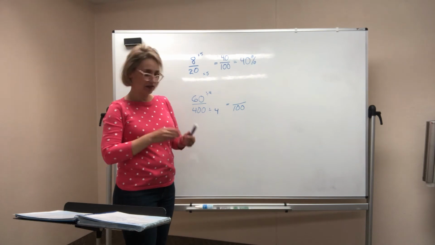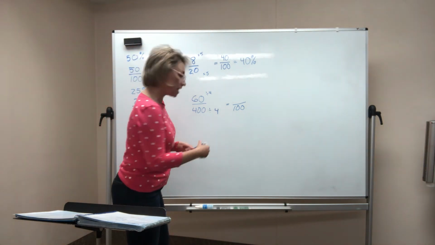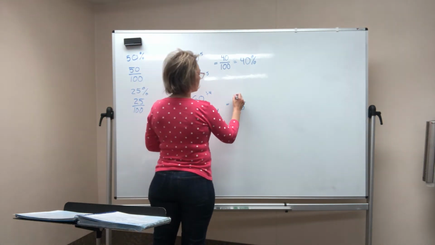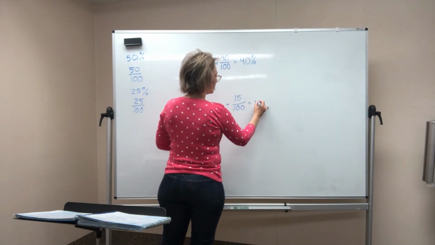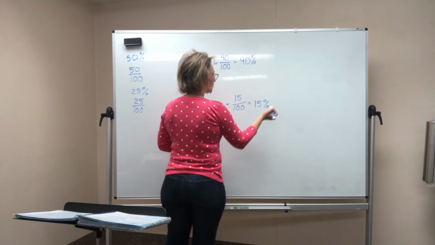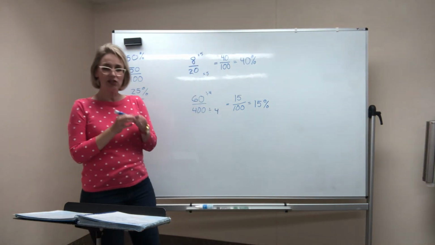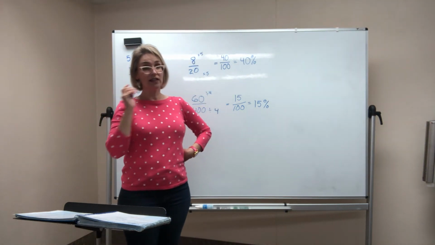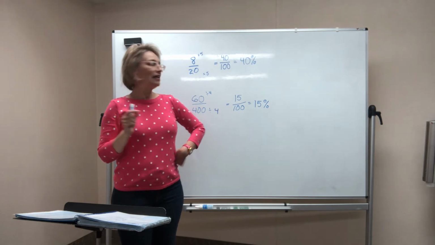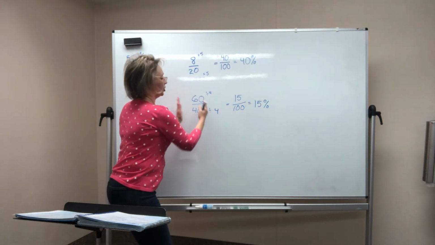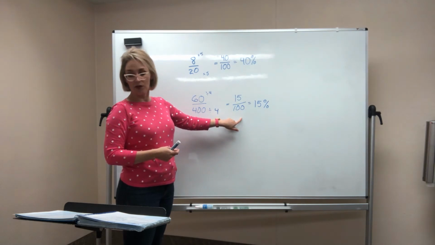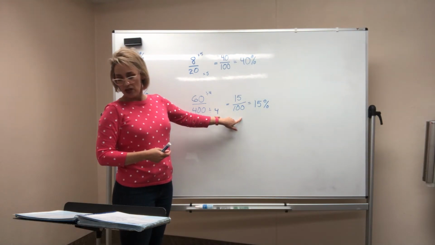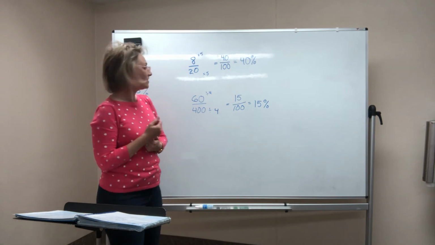If you can't think of it, divide it in half and then in half again. Okay, 60 divided by 4 is 15. So 15 over 100, which is 15%. Does that make sense to you? Your goal with finding percentages is to turn whatever fraction you have into a fraction with 100 as the denominator, okay? There is one last example.